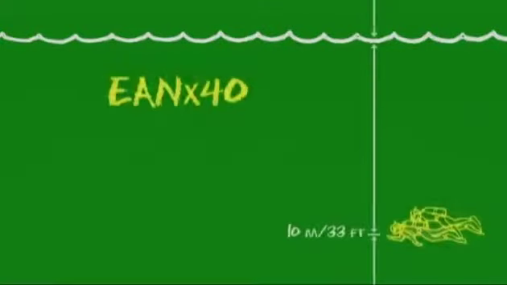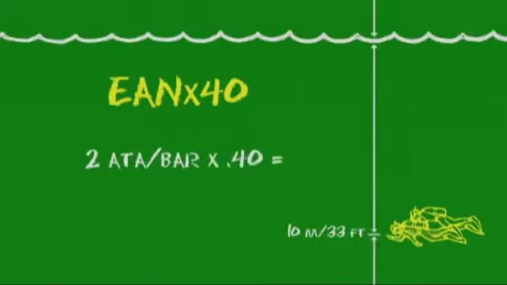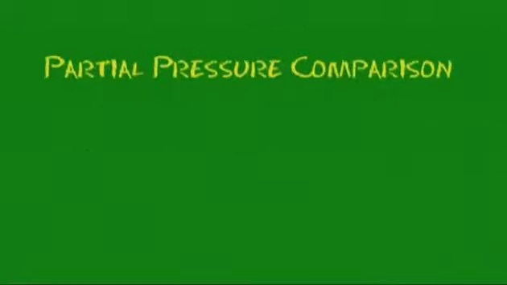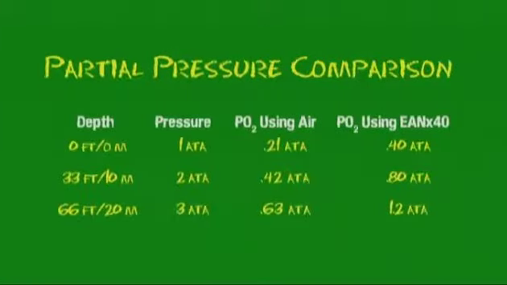Suppose you dive to 10 meters 33 feet using Enriched Air 40. At 10 meters 33 feet, the pressure is 2 atmospheres or bar, 1 of air and 1 of water. 40% oxygen is written 0.40, so your computer would calculate 2 ATA bar times 0.40 equals 0.80 ATA bar PO2. Comparing the PO2s for air and Enriched Air 40 at different depths, you can see that the more oxygen in the blend, and/or the deeper you dive, the higher the partial pressure.